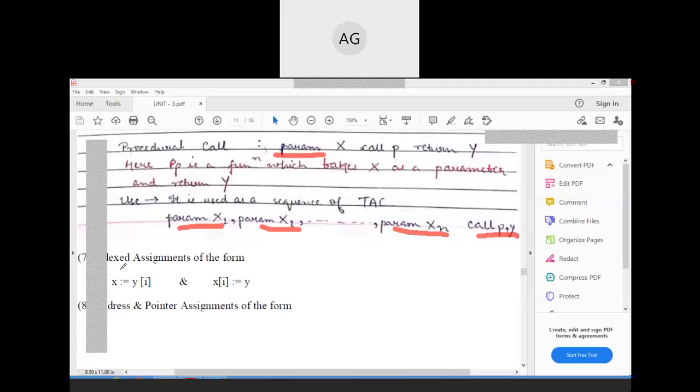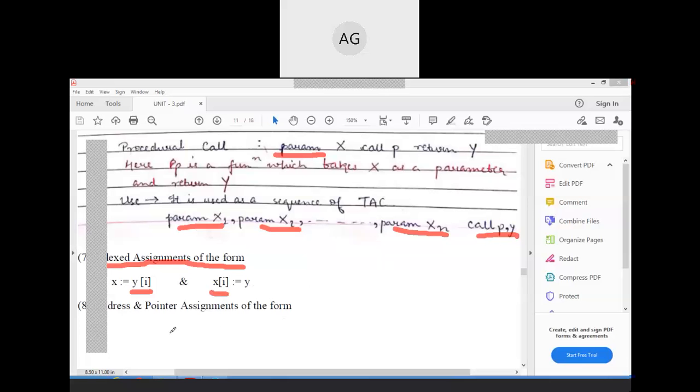The next type of statements are indexed assignments, and these are of the form x equal to y[i]. Here y contains the array. We can also write these statements in another form, x[i] equal to y. So these indexed assignments are also dealt with in three address code.